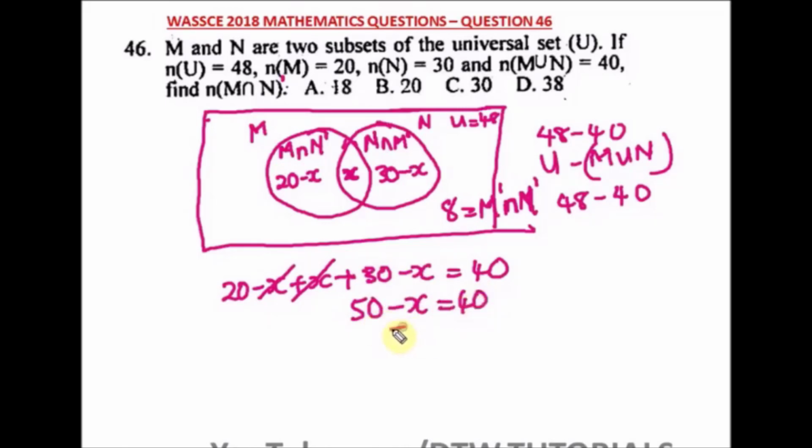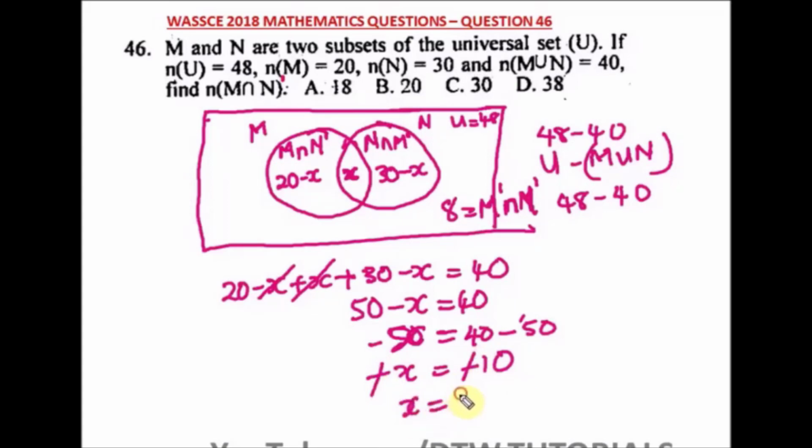Let me take 50 to the other side. We have minus 2X is equal to 40 minus 50, which gives us minus 10. The minus cancels out the minus, so X is equal to 5.